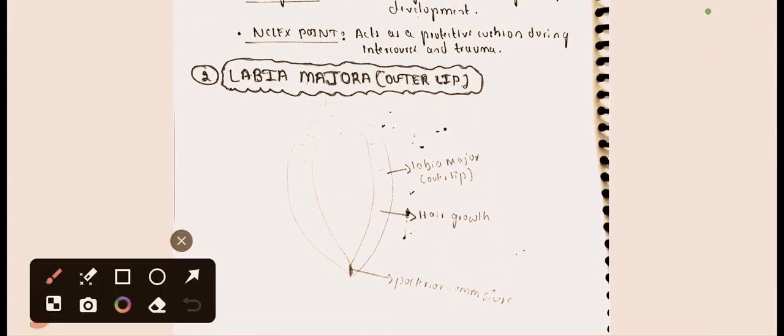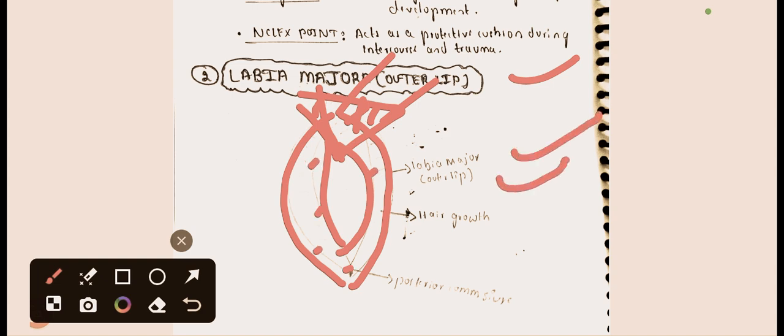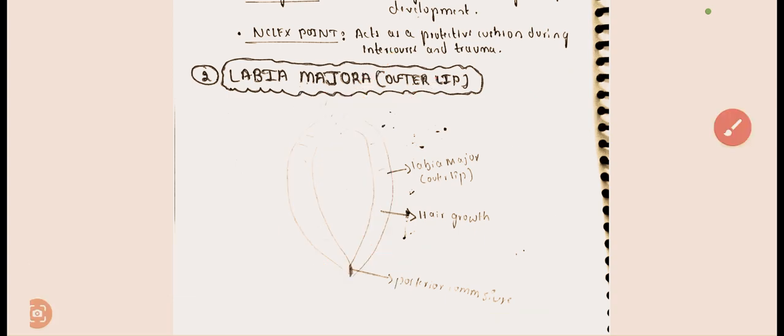The second part we will study is the labia majora, or outer lip. This is the Mons pubis, and this is the labia majora. It is also called the outer lip. In the labia majora, hair grows because hair follicles are present, and this connection is called the posterior commissure.